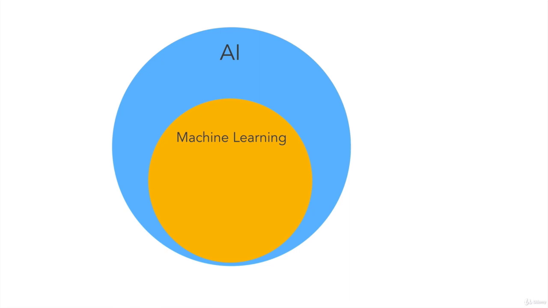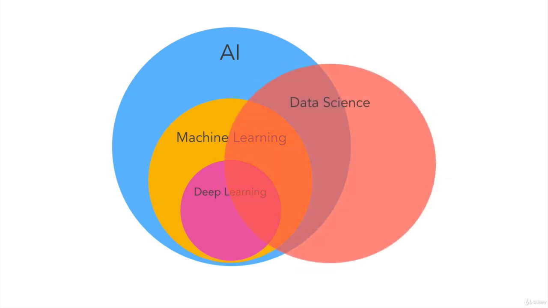Now, you may have also heard of deep learning. Deep learning, or deep neural networks, is just one of the techniques for implementing machine learning. For now, you can just think of it as a type of algorithm. But then we have this other thing that we've heard of, right? That's also very popular. That is data science.